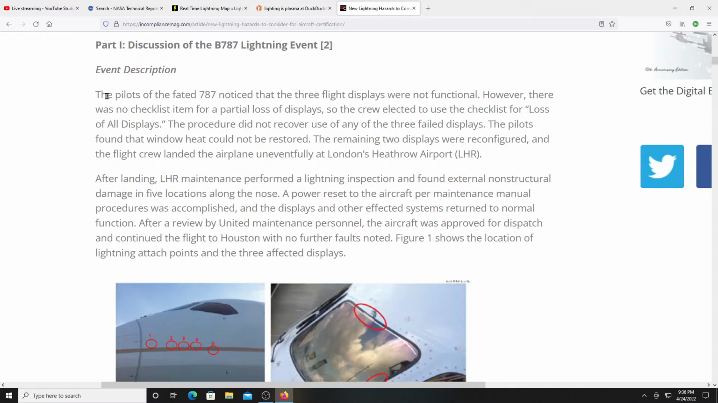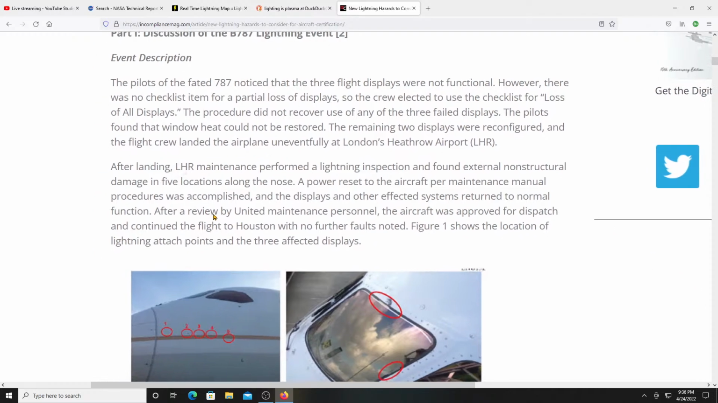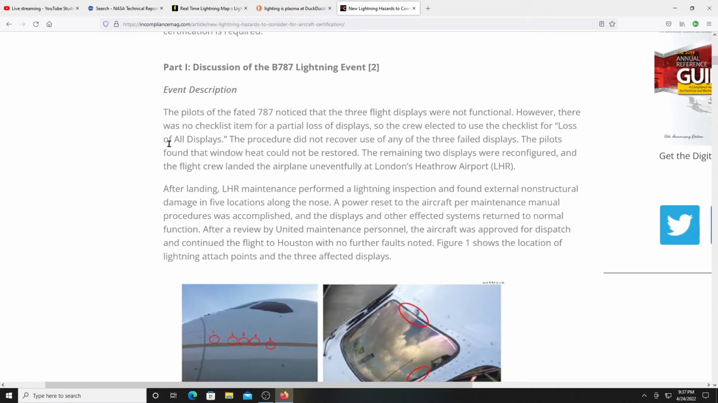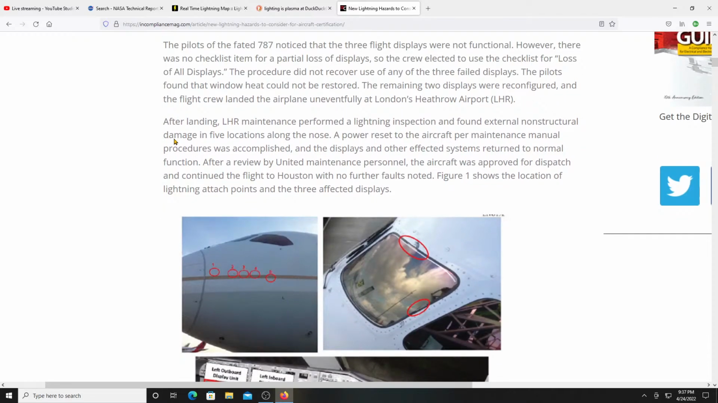Event description. The pilots of the 787 noticed that 3 flight displays were not functional, and there was no checklist for a partial loss of display. So the crew elected to use the checklist for loss of all displays, and the procedure did not recover use of any of the 3 failed displays. The pilots found that the window heat could not be restored. The remaining 2 displays were reconfigured, and the flight crew landed the airplane uneventfully at London's Heathrow Airport.